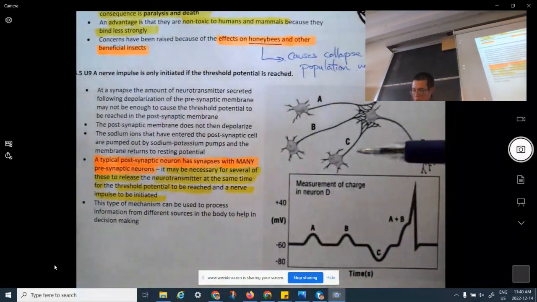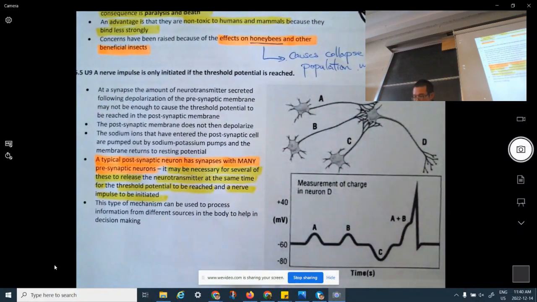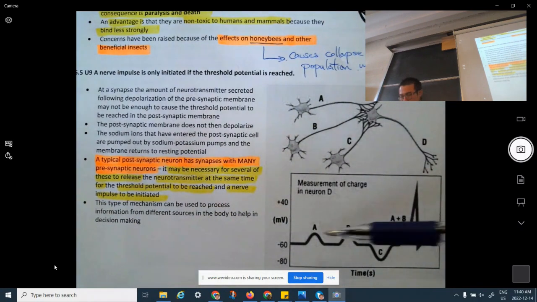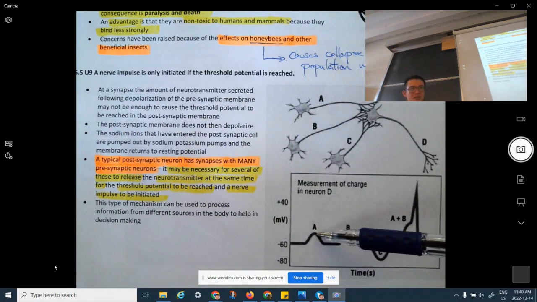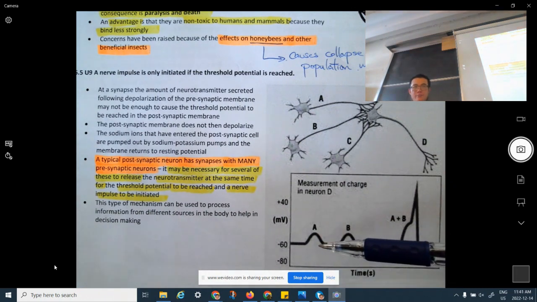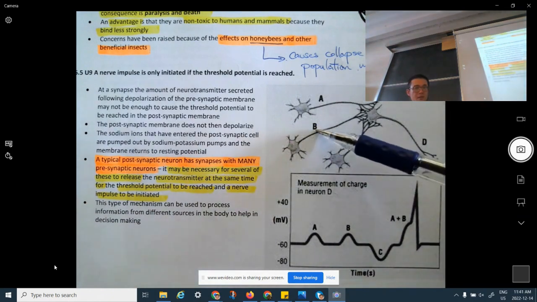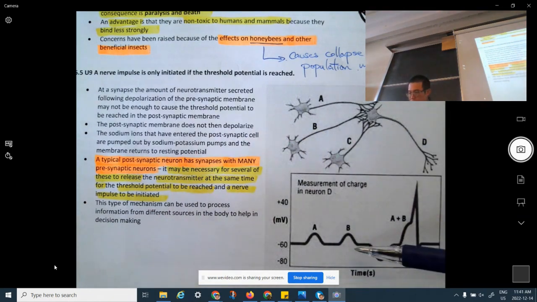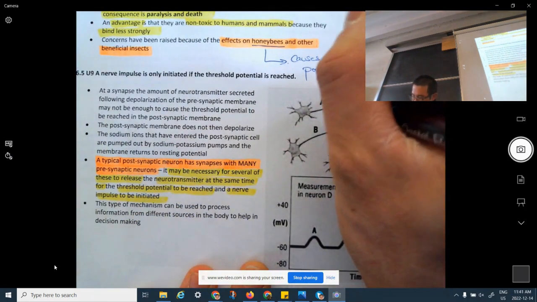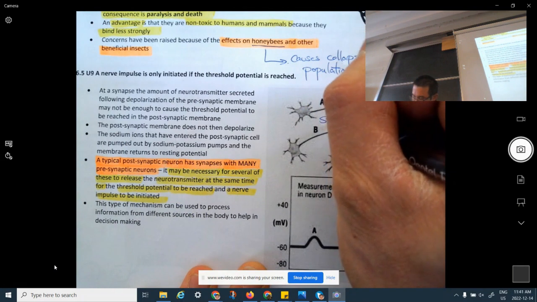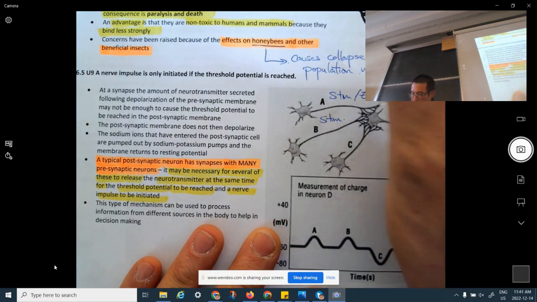So let's pull up here. If you look at this membrane potential graph on neuron D, you might notice that if neuron A fires its neurotransmitter, there's a little blip, but it doesn't cause a depolarization. If neuron B fires its neurotransmitter, it causes a little blip up, but it doesn't cause an action potential or depolarization. So from this we can tell A and B are stimulatory or excitatory.